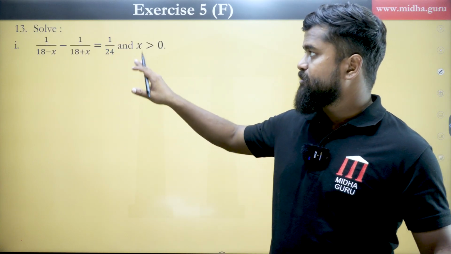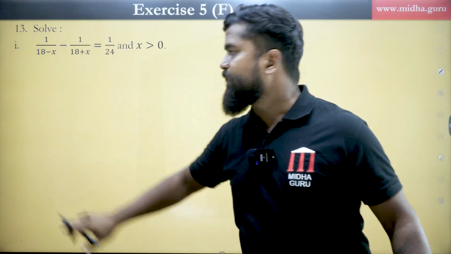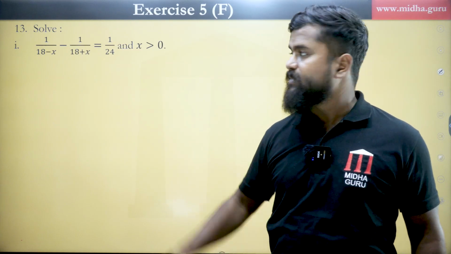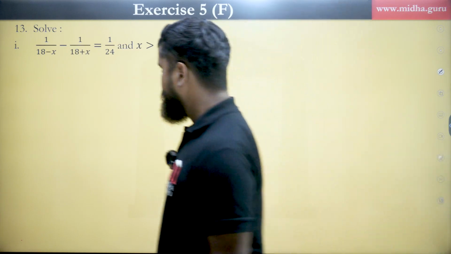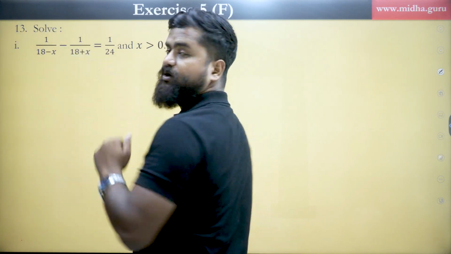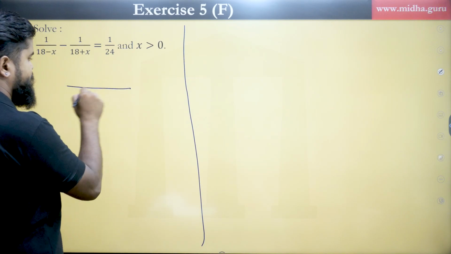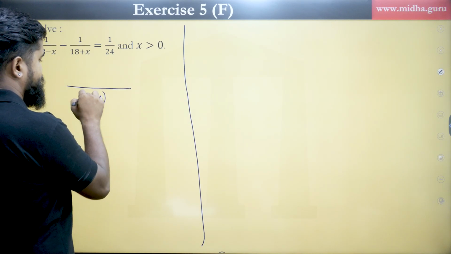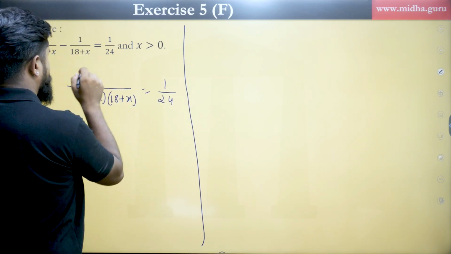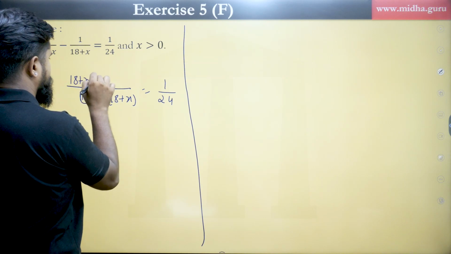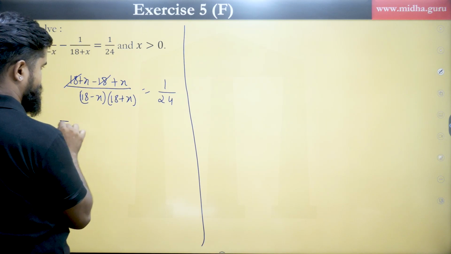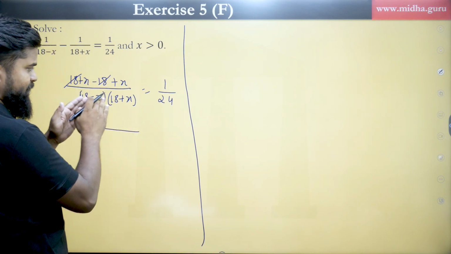Now the next question says solve 1 by 18 minus x minus 1 by 18 plus x is equal to 1 by 24 and x is greater than 0. So simply here we'll just take the LCM, that is 18 minus x into 18 plus x. On this side of the equation we get 18 minus x into 18 plus x, and up here this 18 plus x gets multiplied here, minus 18 minus x, which becomes 18 plus x. So 18 and 18 get cancelled out. We have 2x by now.